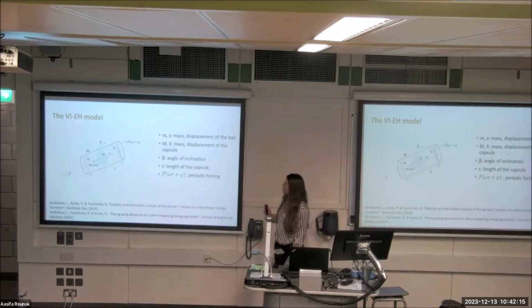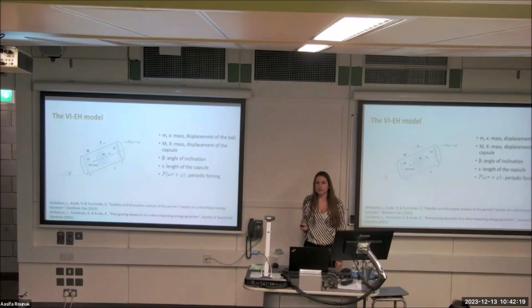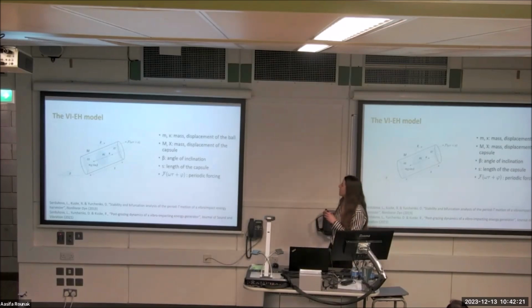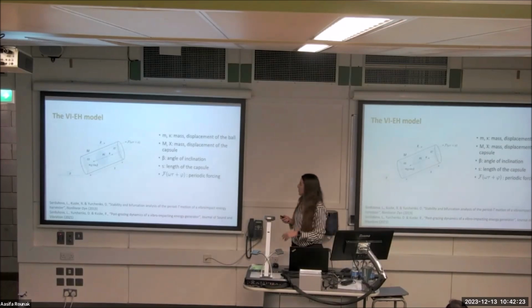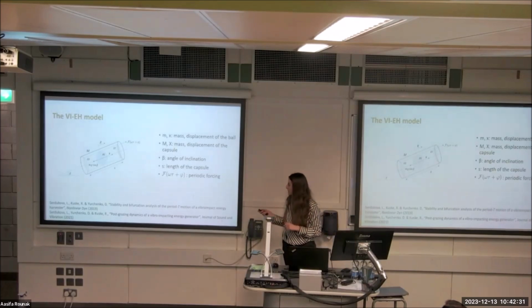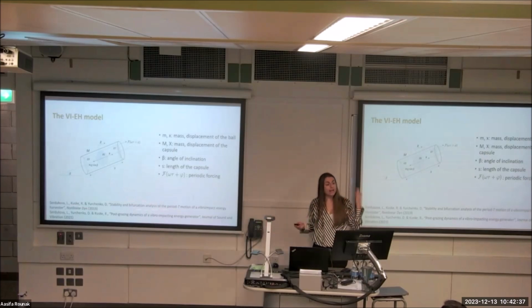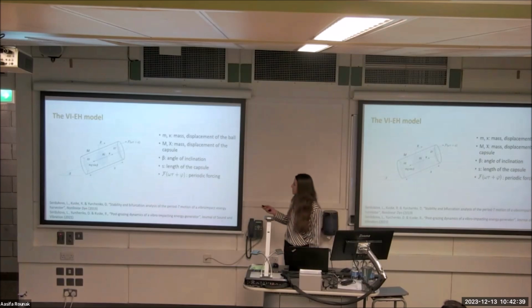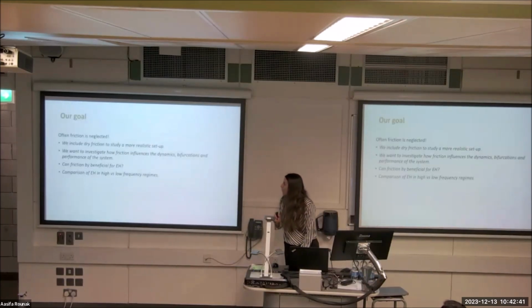And just for notation, we're going to have the lowercase m and x representing the mass and displacement of the ball, the smaller mass. The capital letters will correspond to the capsule. Beta is going to be our angle of inclination. S is the length of the capsule. And again, we have that periodic forcing. And again, there has been a lot of work done to understand the dynamics of this system in the absence of dry friction.